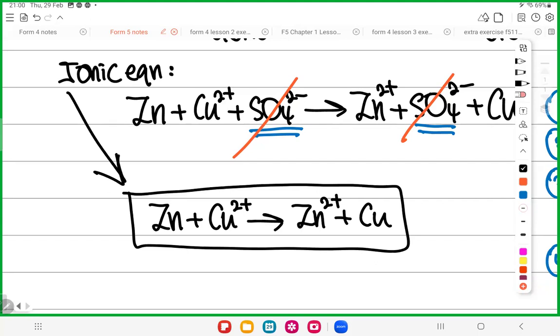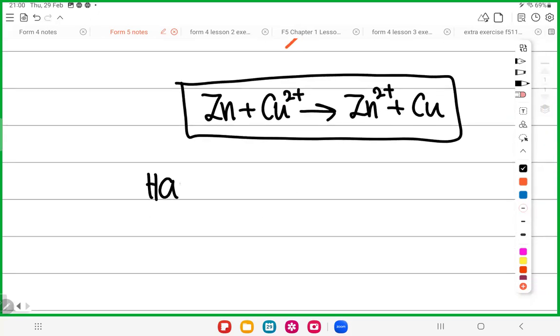Everyone let me know in the chat box. Are you okay with what is happening here? Are you okay? Okay, good. So now we have successfully got our ionic equation. So next one, we need to go for our half equation.